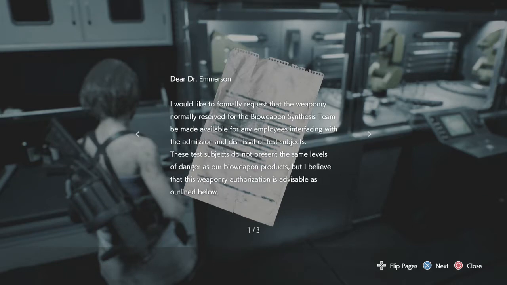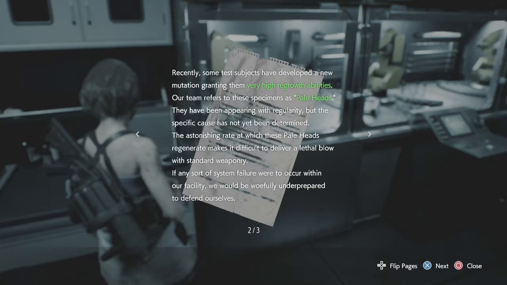Weaponry authorized request. Dear Dr. Emerson, I would like to formally request that the weaponry normally reserved for the bioweapon synthesis team be made available for any employees interfacing with the admission and dismissal of test subjects. These test subjects do not present the same levels of danger as our bioweapon products, but I believe that this weaponry authorization is advisable as outlined below. Recently, some of the test subjects have developed new mutation, granting them very high regrowth abilities.